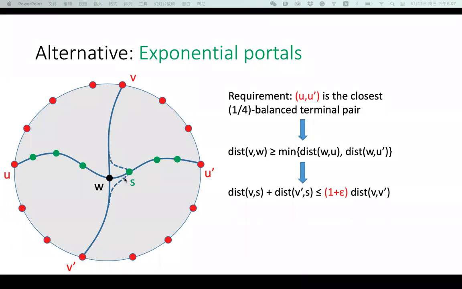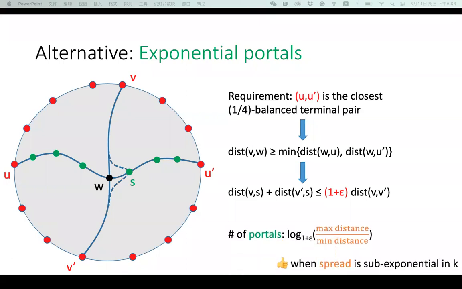Basically, if we now artificially let the shortest path connecting V to V prime take a detour through S, then the distance loss is at most an epsilon factor times the V W distance, and therefore an epsilon factor times the V V prime distance. And therefore, this does the job of preserving the distance up to a 1 plus epsilon factor if we add these portals.